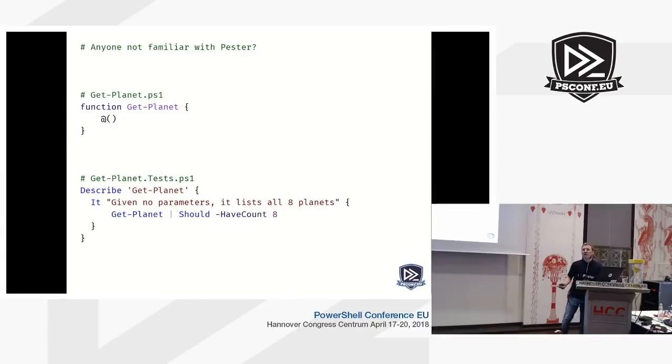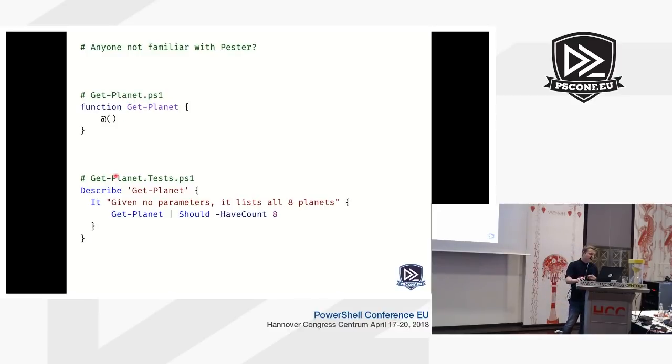So please, show of hands, who is not familiar with Pester, who is not using it at the moment. Okay, only a few. So let me just walk you through a typical test. So we have this function that's located in getPlanet.ps1. This is our production code. This is what we are developing. This is what we will probably ship in a module.